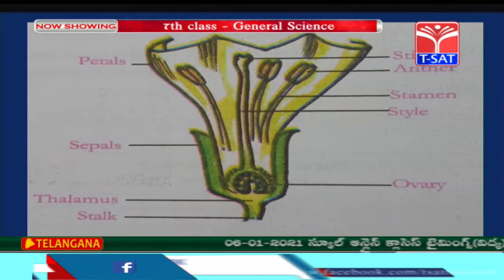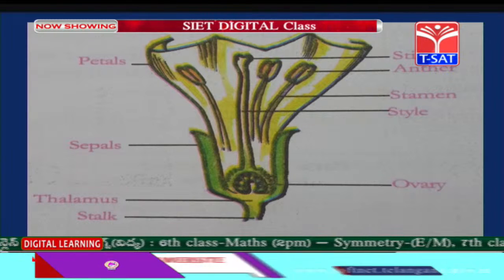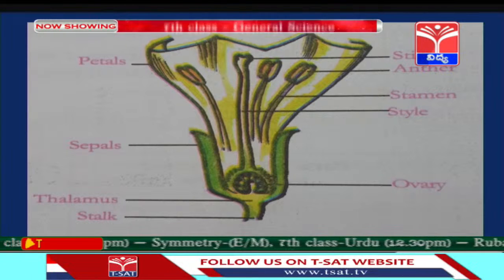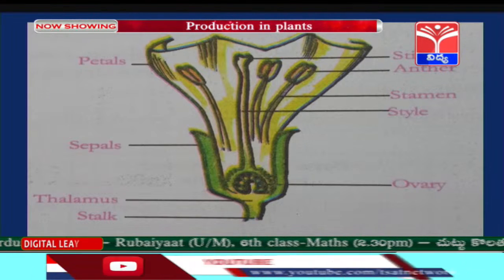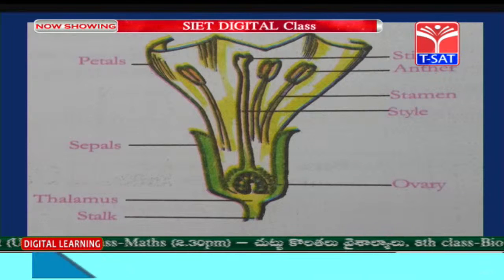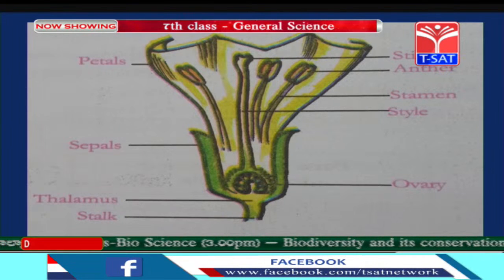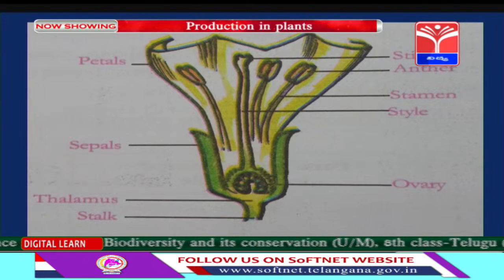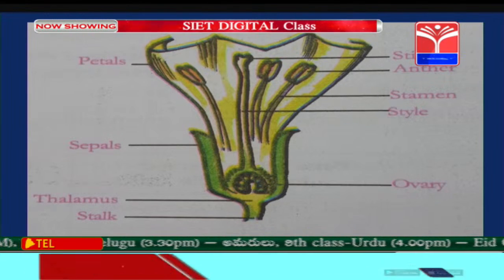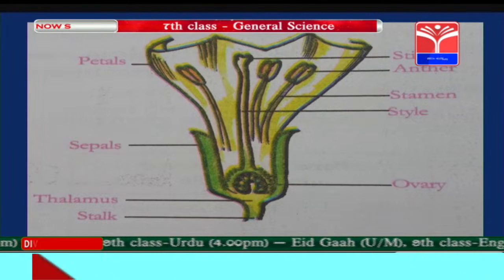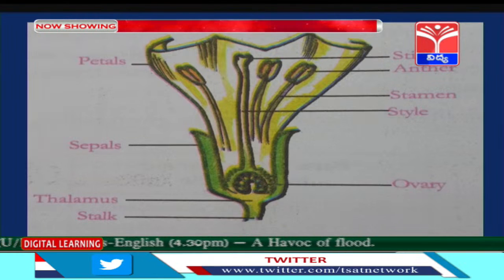See here, which flower is this, children? This is the longitudinal section of a datura flower. Have you seen a datura flower? It is of white color or slightly violet in color. When we have a longitudinal section of this flower, these are the different parts present in it. See here children, the basal portion is called the stalk, and above that it has the thalamus, and it includes sepals, petals, stigma, anther, stamen, style, ovary. So these are the different floral parts.